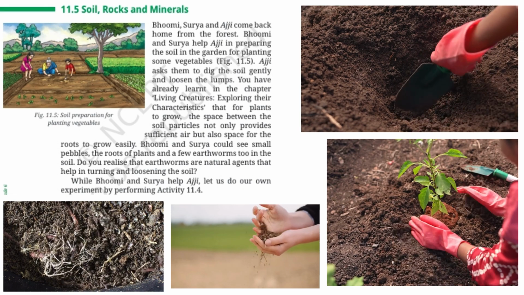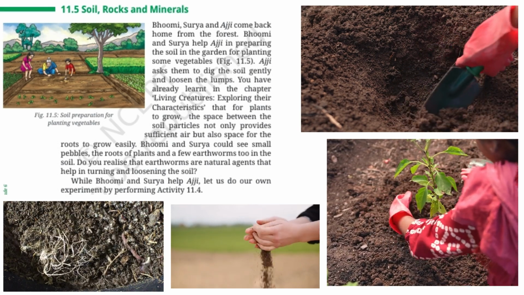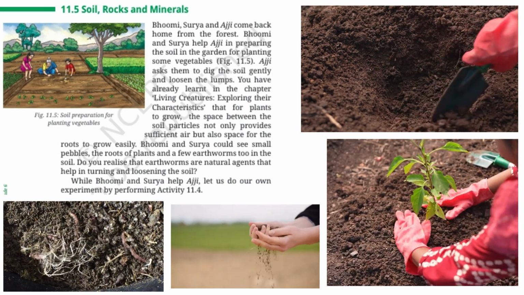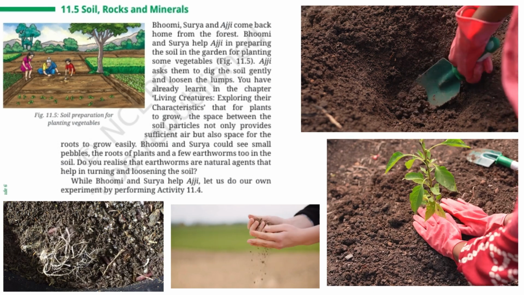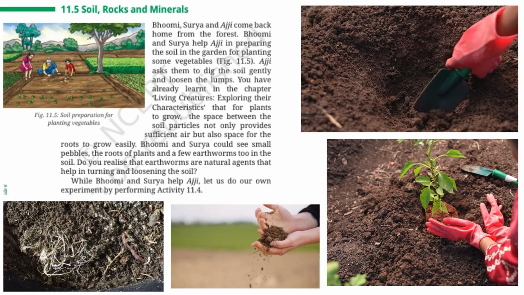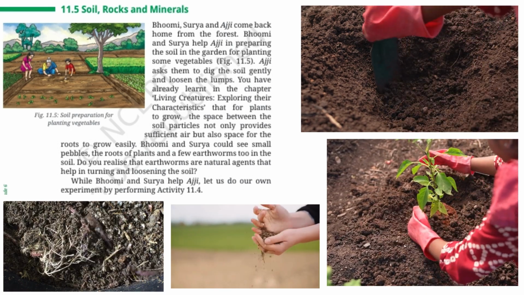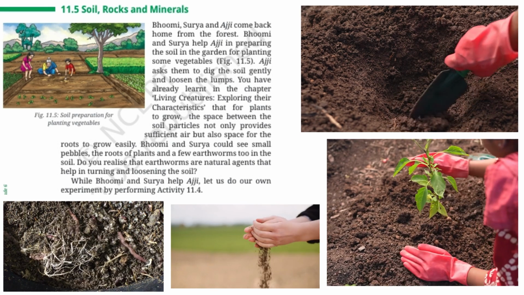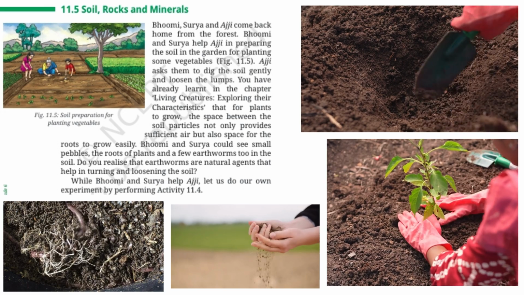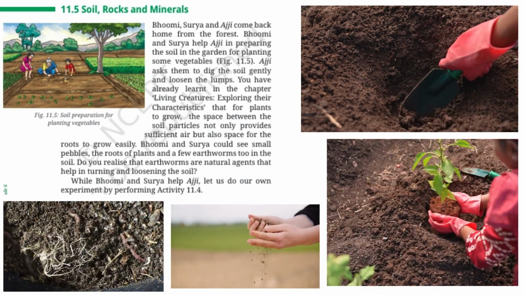Aji, the grandmother, asked them to dig the soil gently and loosen the lumps. Lumps means a piece of something solid. You have already learnt in the chapter Living Creatures, exploring their characteristics, that plants grow. The space between the soil particles not only provides sufficient air but also space for the roots to grow easily.